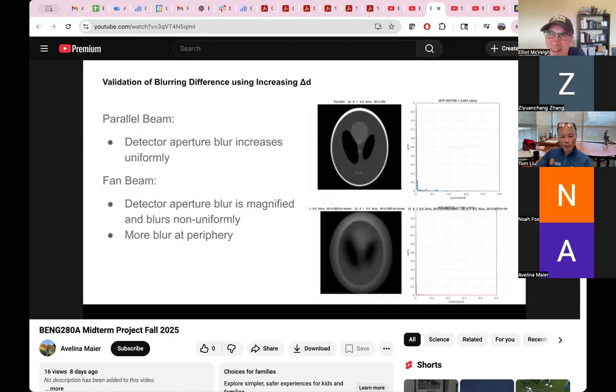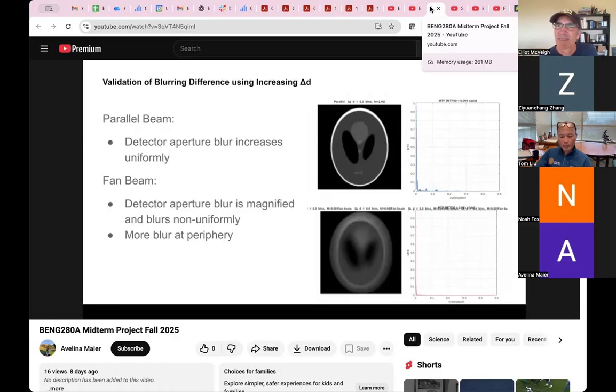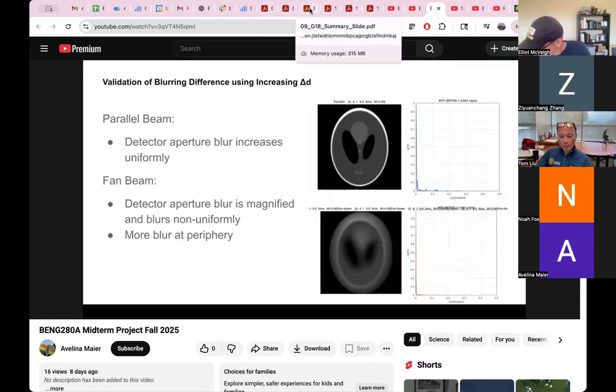Okay, was there a reason not to use the standard MATLAB fan beam code though? I mean, what was the reason not to use that? Just as a sanity check. I had difficulty working with it. I did get a little bit of help from ChatGPT to troubleshoot some of the code, and that ended up working a little bit better than the MATLAB version.